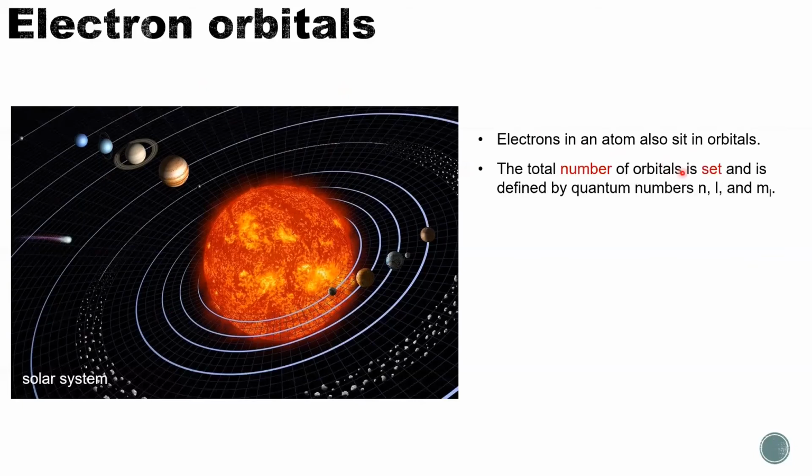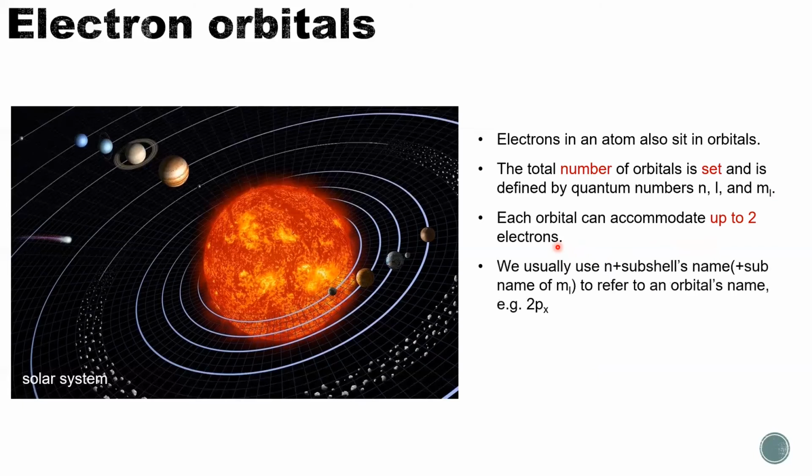The total number of orbitals is set, and it's defined by the quantum numbers n, l, and m sub l. It's not continuous, and we can jump between different levels. And each orbital can accommodate up to 2 electrons, not just 1. So it can be 2 electrons, one spinning up, one pointing down, spin up and spin down. For each orbital name, we usually use n, the principal quantum number, plus the subshell's name, S, P, D, F. And optionally, you can also include the subscript m sub l.